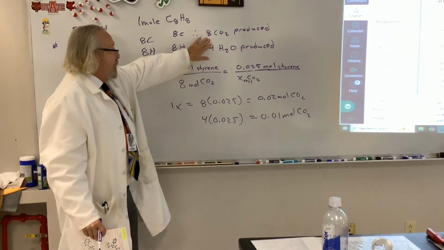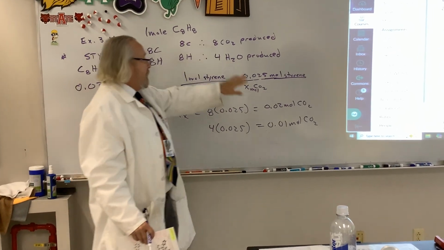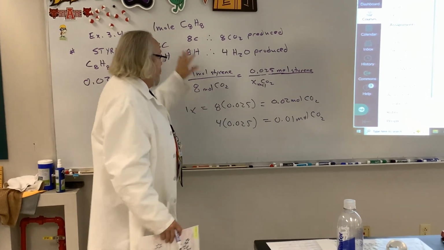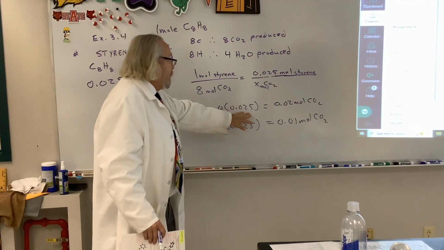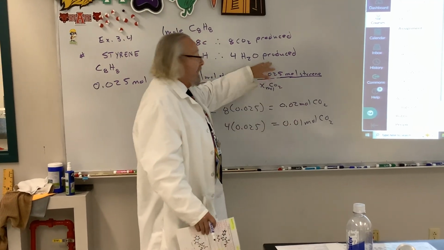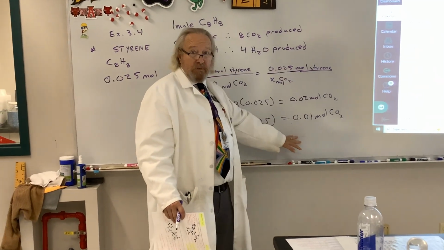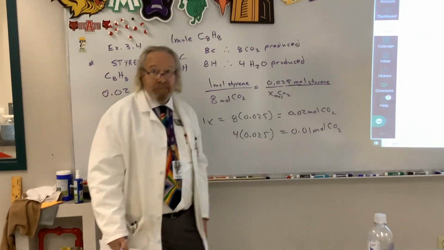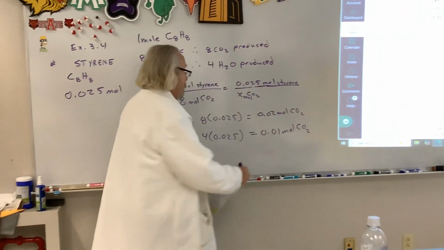I've also known students who think this way. Well, I'll solve this one. 8 moles of CO2 produced for every mole of styrene means that if I have 0.025 moles of styrene, I'll make 0.2. I make half as much water, so I just take half as much of that, 0.2 to 0.1. And those are your answers.